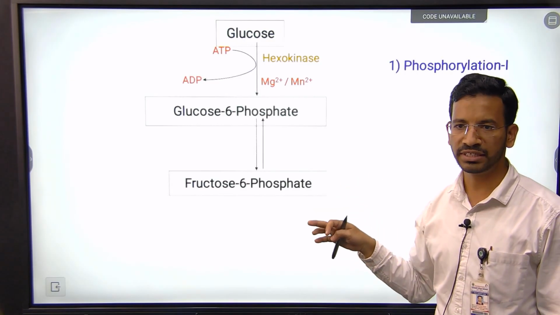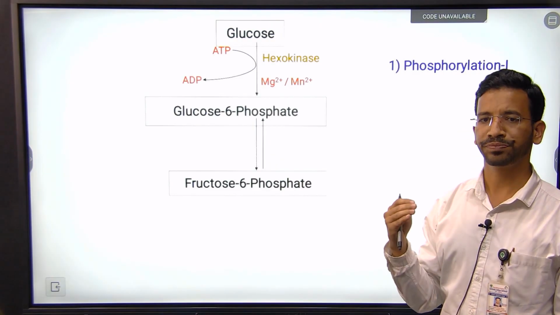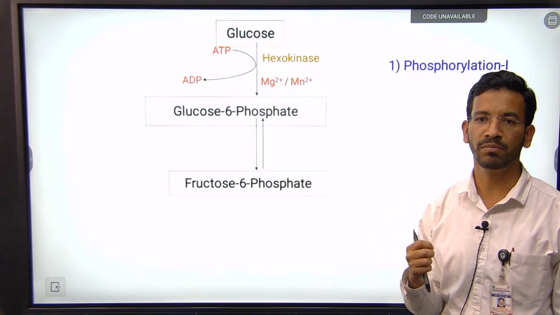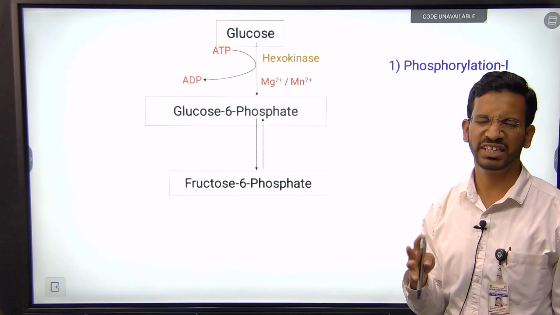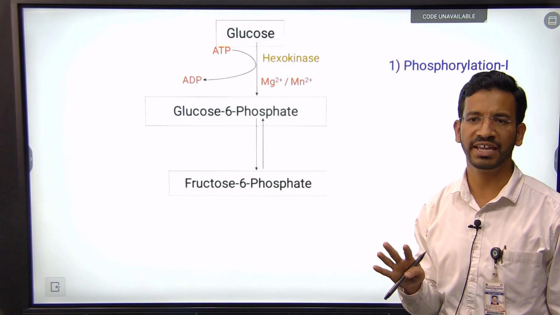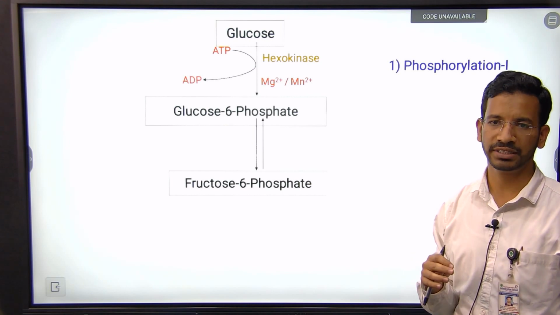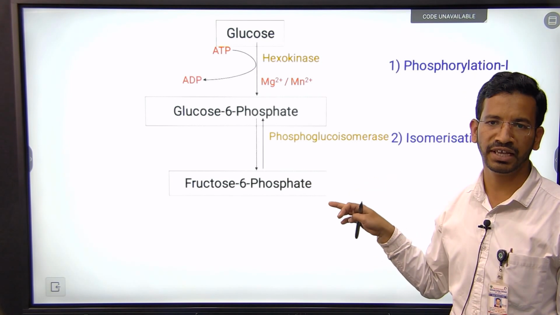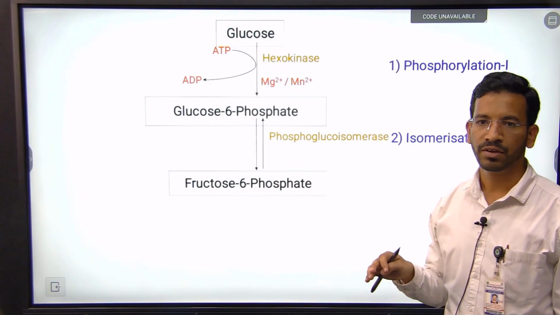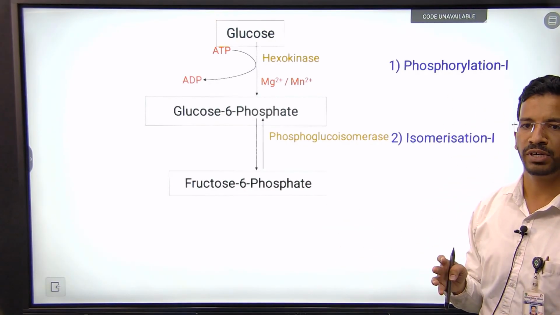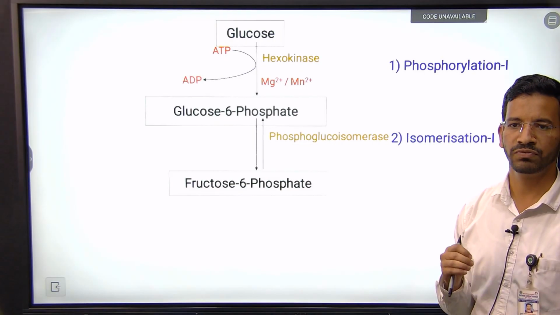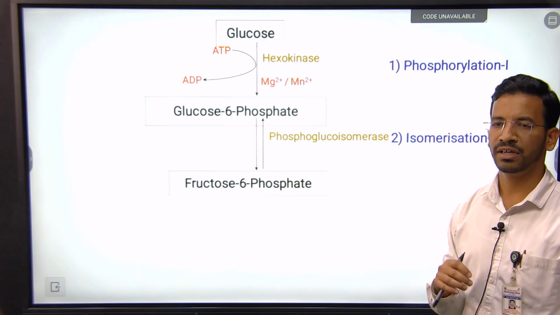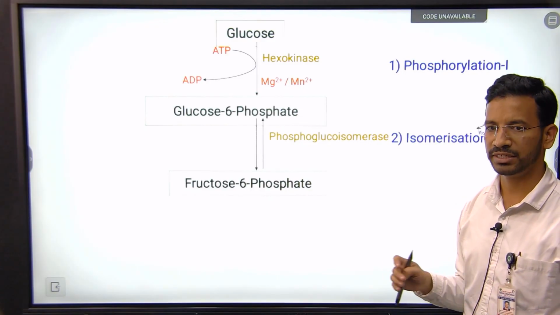Next reaction is the production of fructose 6-phosphate from glucose 6-phosphate. So this is generally a reaction of isomerization. So glucose and fructose are isomers of each other. Enzyme working here is phosphoglucoisomerase, and this is a very simple reaction. We can refer to it as isomerization.